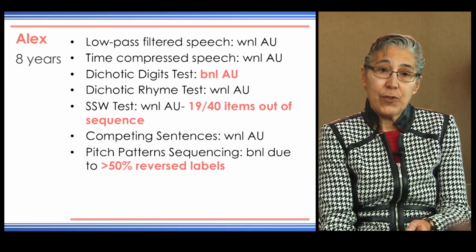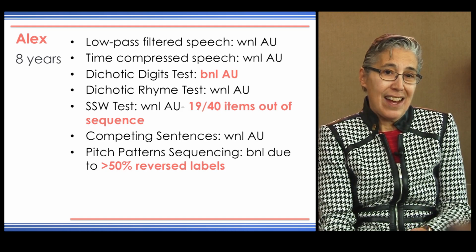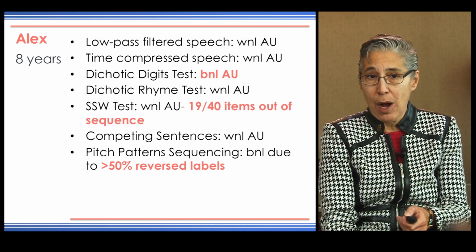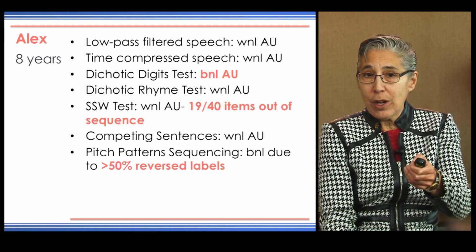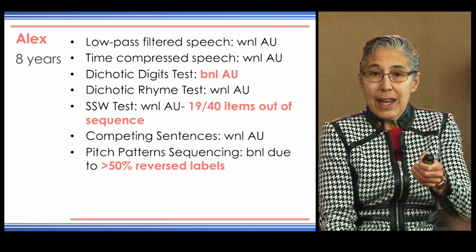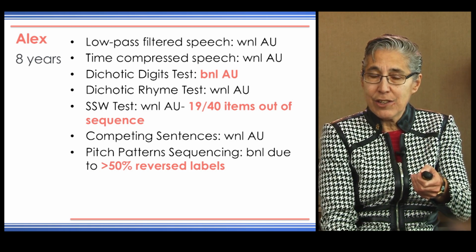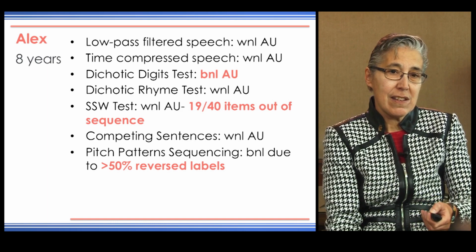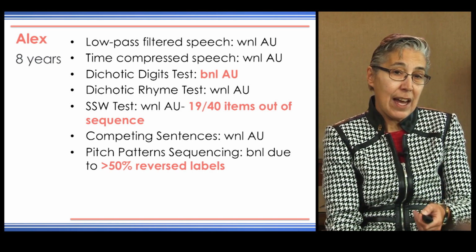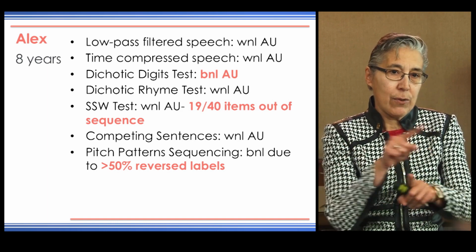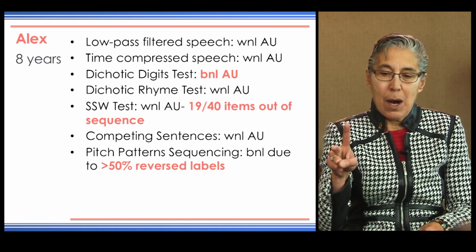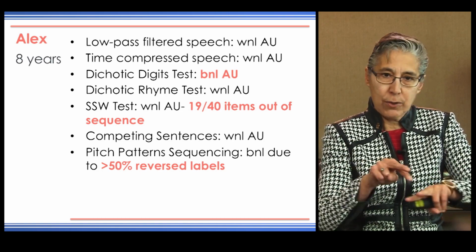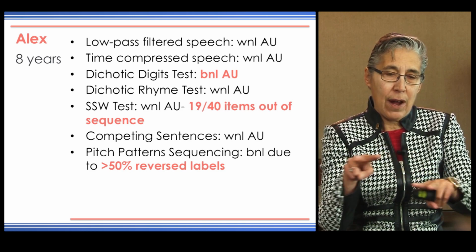I brought Alex for you to see. Alex is, again, a textbook example of the output organization problem. He did well on degraded speech tasks. He was off on dichotic digits. He did well on rhyme. On the SSW test, almost half of the items he reported out of sequence. So instead of upstairs, downtown, he said uptown, downstairs. So he had the right words, but they were out of order.